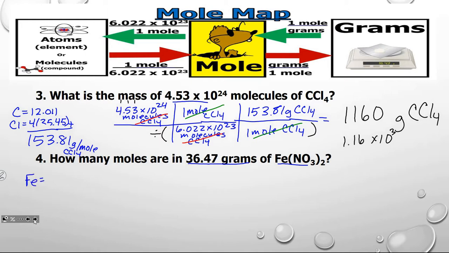So Fe is 55.8452, and nitrogen is 2 times 14.007, and oxygen 2 times 3 is 6 times 15.999. Now, after you do a few of these, you'll probably get oxygen memorized real fast, probably carbon memorized. You'll get a few of them memorized, so you don't have to look at the periodic table every single time. But let's go ahead and add that up.